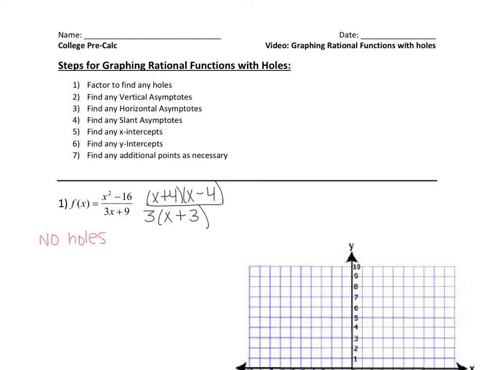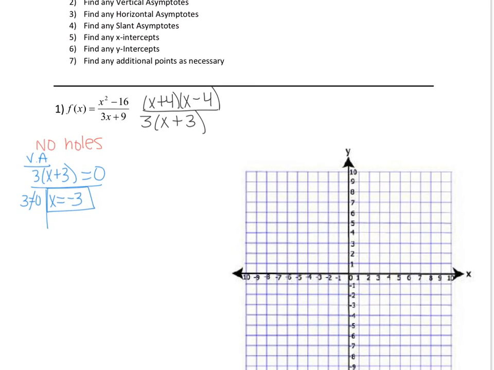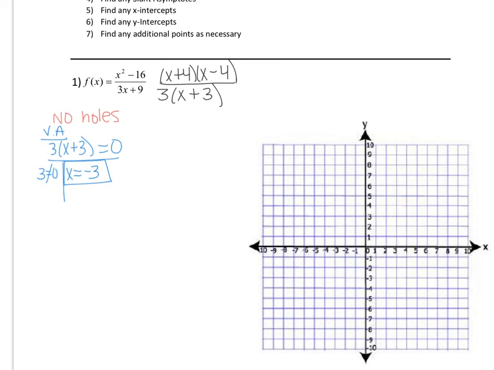Okay, now if we want to find the next part, which is vertical asymptotes, we set the denominator equal to 0. So 3x + 3 equals 0. We t-chart. 3 equals 0 makes no sense, so we reject that. And we have x equals negative 3. So this here is my vertical asymptote. So let's graph it. Okay, so x equals negative 3 is this right here.